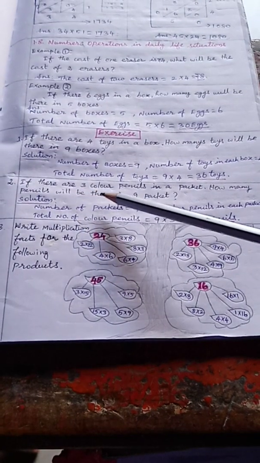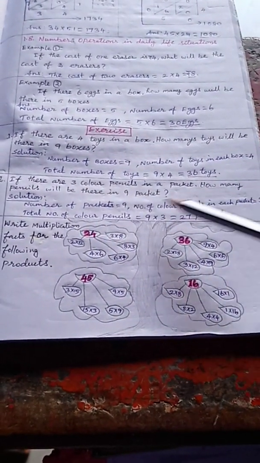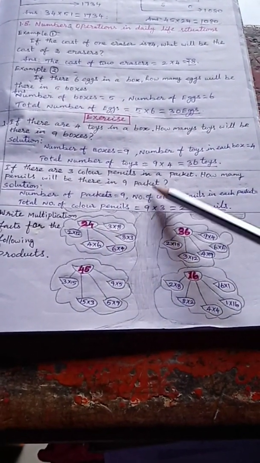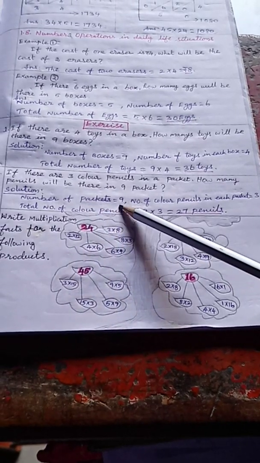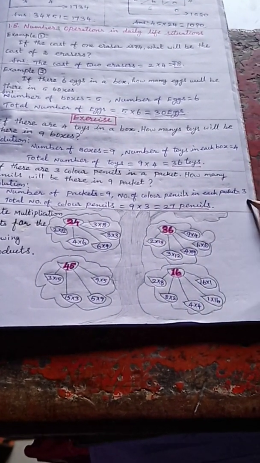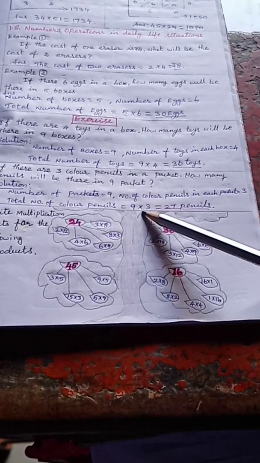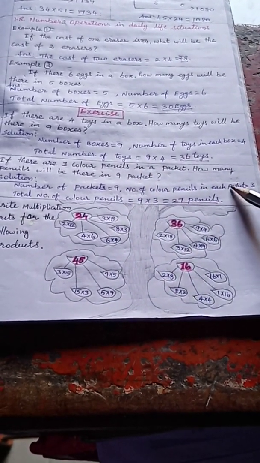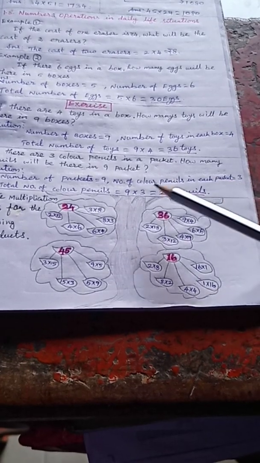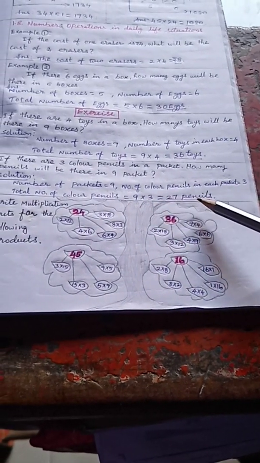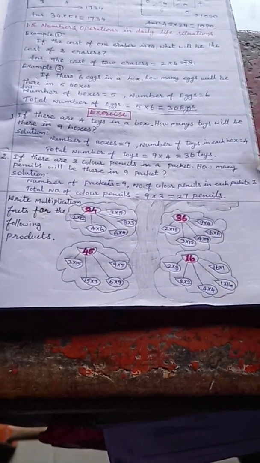Now if there are 3 color pencils in a packet, how many pencils will be there in 9 packets? So total number of packets equals 9. Number of color pencils in each packet 3. So total number of color pencils equals number of packets 9 into 3 color pencils in each packet. So 9 3s are 27. So total number of pencils is 27 pencils.